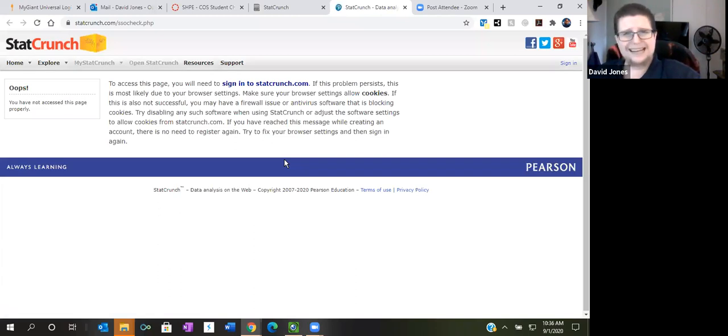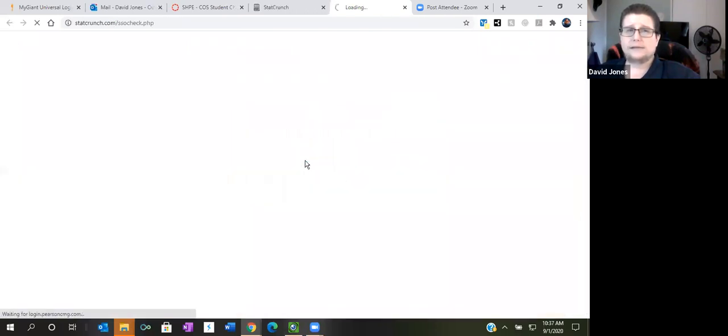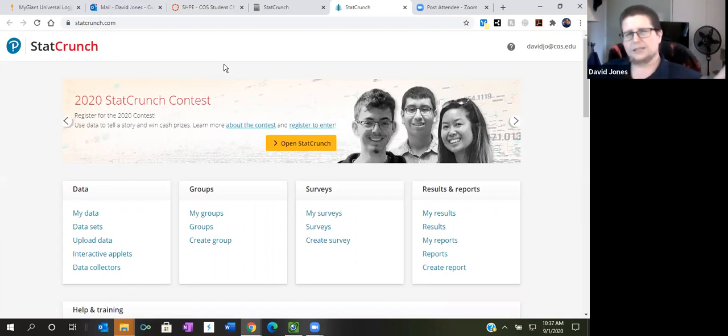Note, if it does this, it says, oops, you have not accessed the page properly. To access this page, you will need to sign into StatCrunch. Just close it and reopen it. See? I know, it does that. It's like Pearson doesn't transfer your login information fast enough, and so StatCrunch goes, nope, you're not registered. It's just easier to close it and reopen it.